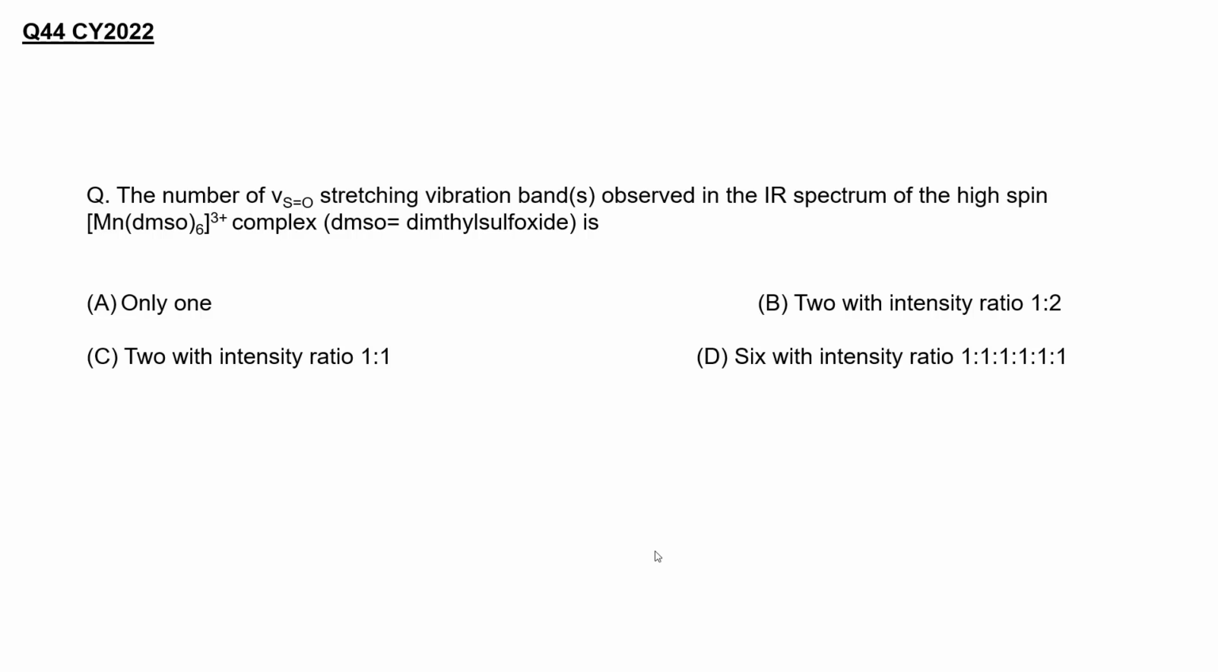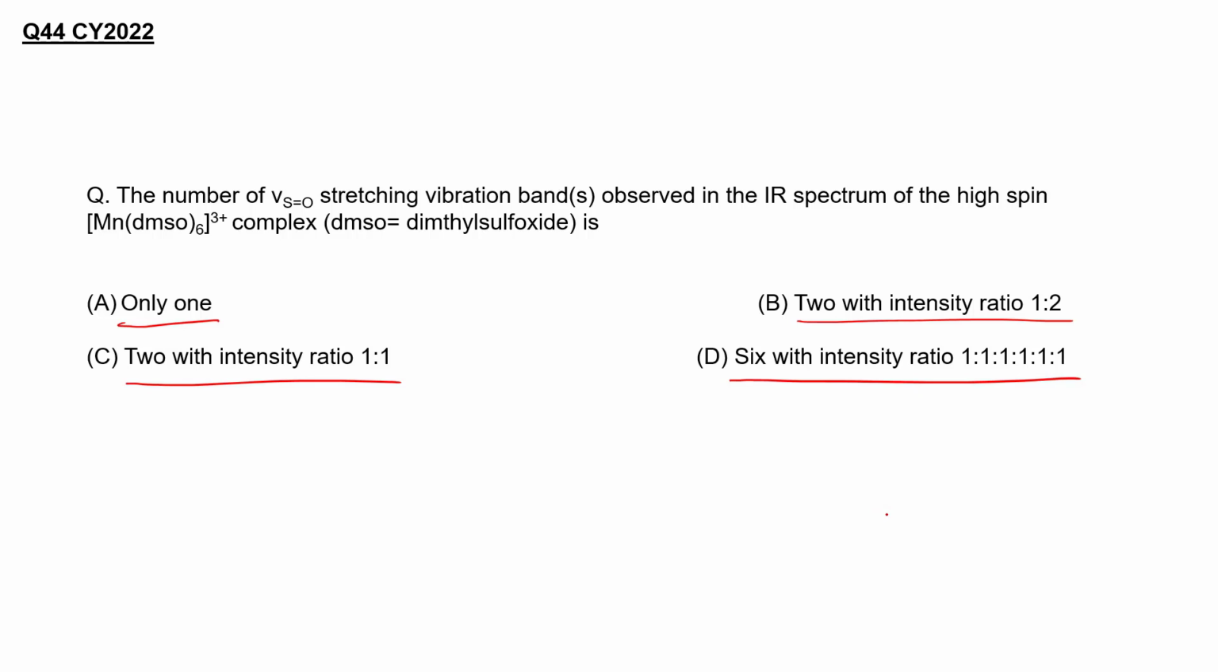Option A, only one band. Option B, two bands with intensity ratio 1:2. Option C, two bands with intensity ratio 1:1. And option D, six bands with intensity ratio 1:1:1:1:1:1. Now you have to choose the correct answer among those four options.